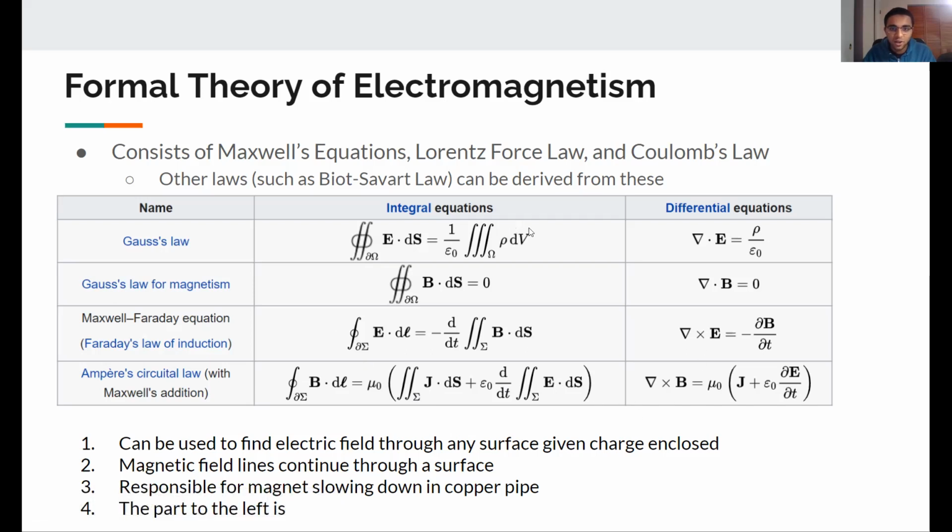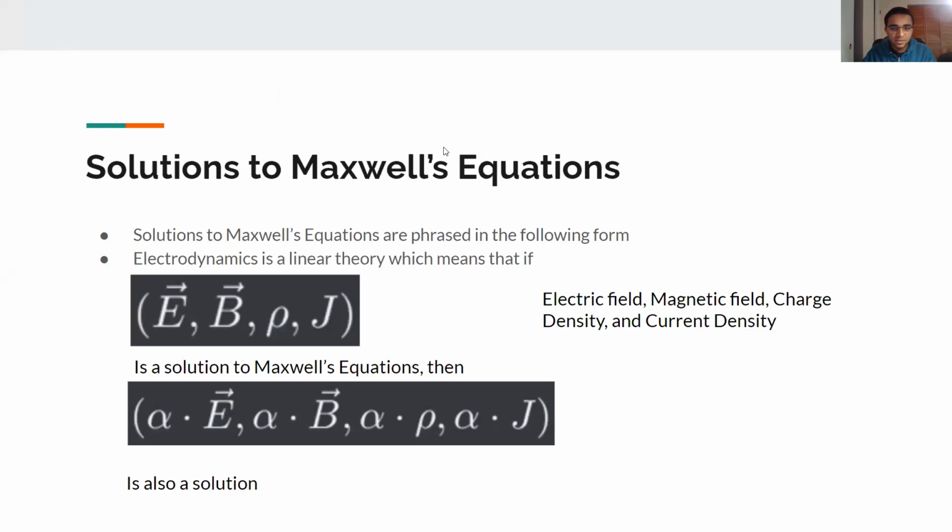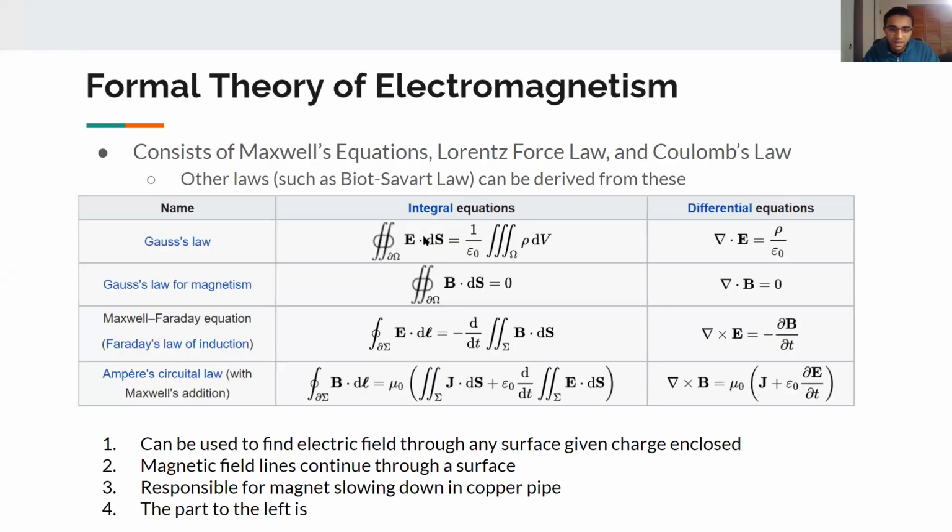And so these equations, along with key facts like the Lorentz force law and Coulomb's law, constitute the formal theory of electromagnetism. And so for Maxwell's equations, we can phrase the solutions to them like this, right? If you look back here, there are a few key variables: electric field, magnetic field, charge density, and current density. E is the electric field, B is the magnetic field, this rho is the charge density, and this J is the current density, right? So these 4 key variables are in here.